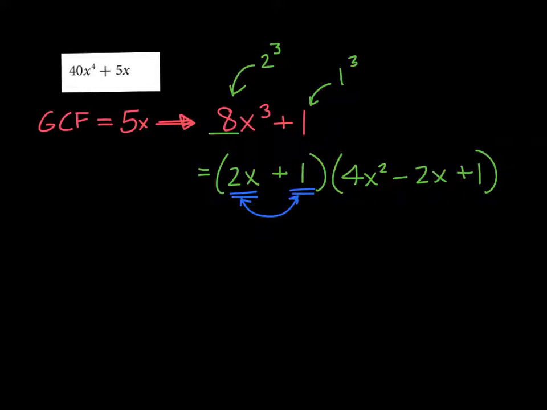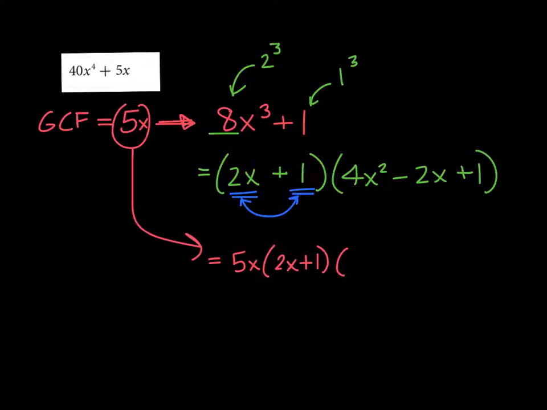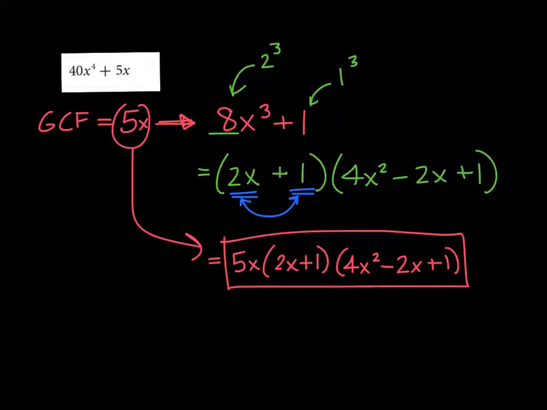The only thing that I'm missing from this as my final answer is my GCF. So I want to bring my GCF down, and my final answer is going to be 5x, 2x plus 1, 4x squared minus 2x plus 1. That is my factored form. It looks like a whole lot, but it's the shortcut and much, much simpler than any other factoring method to break down my original equation.